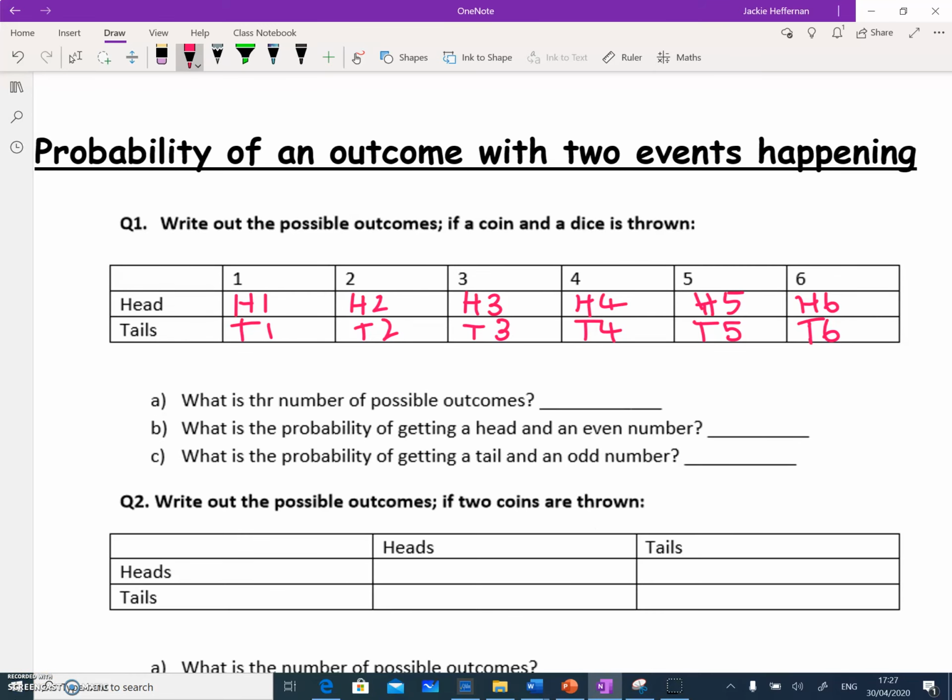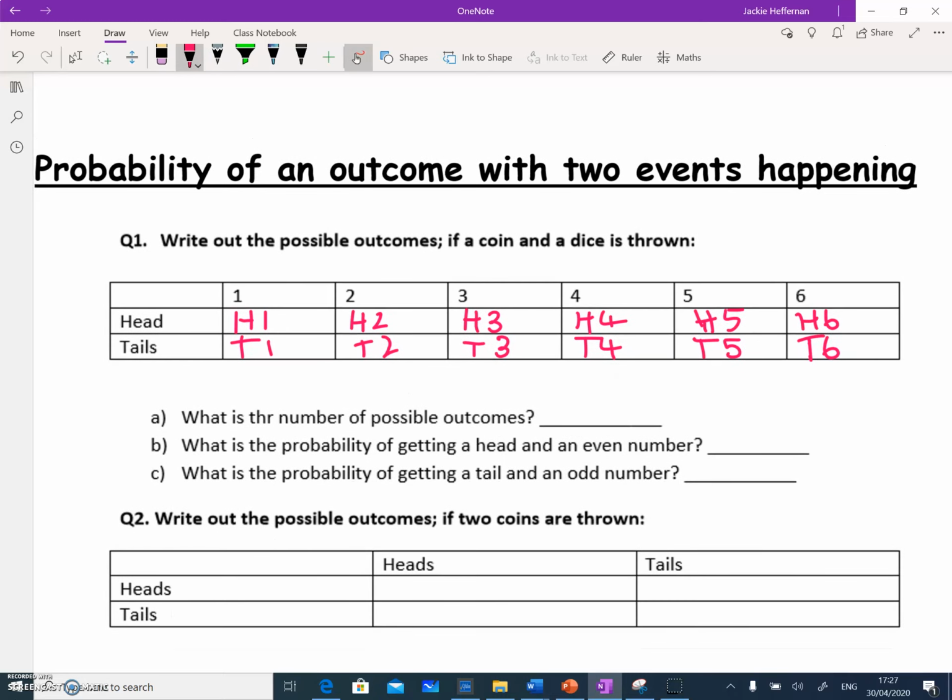Okay, part A, what is the number of possible outcomes? So there is 1, 2, 3, 4, 5, 6 times 2 is 12. What's the probability of getting a head and an even number? So you can get H2, you can get H4, you can get H6, which is 3 out of 12, which is a quarter, if you're right. Part C, what's the probability of getting a tail and an odd number, which is T1, T3, T5, same again, 3 over 12.